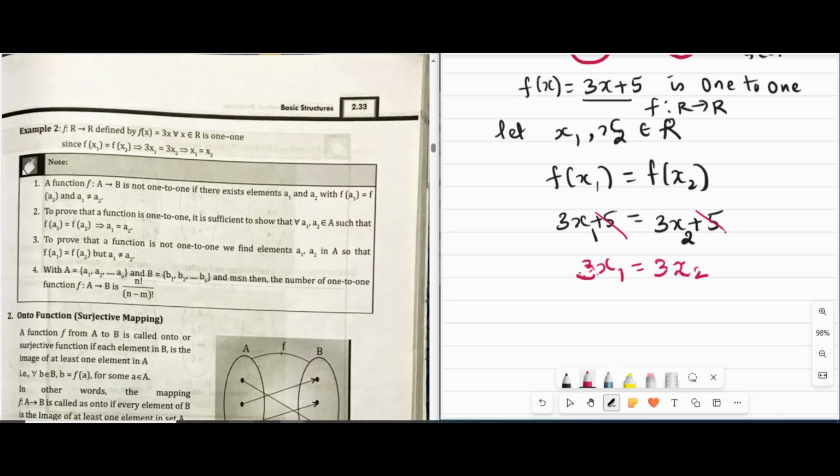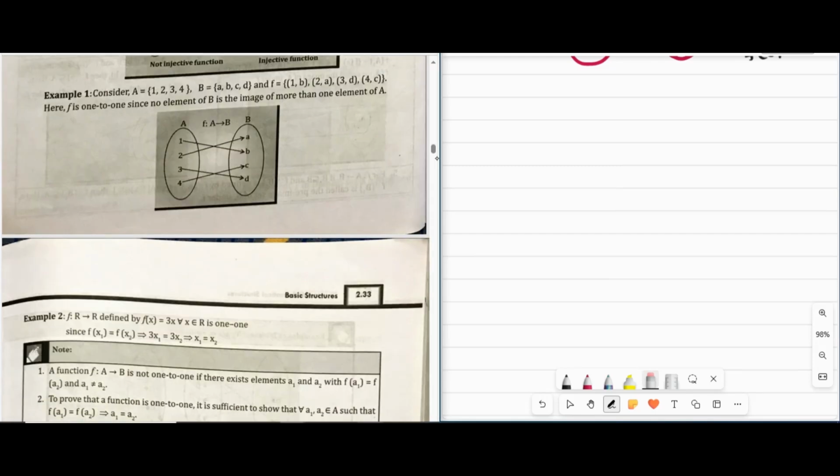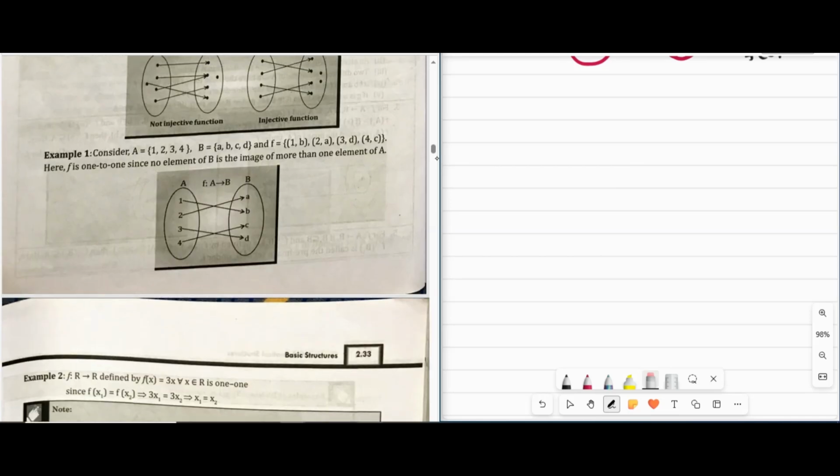So here what happened? Next step, this 3 and 3 get cancelled. So x1 will be equal to x2. So here we will just prove that it is a one-to-one function.